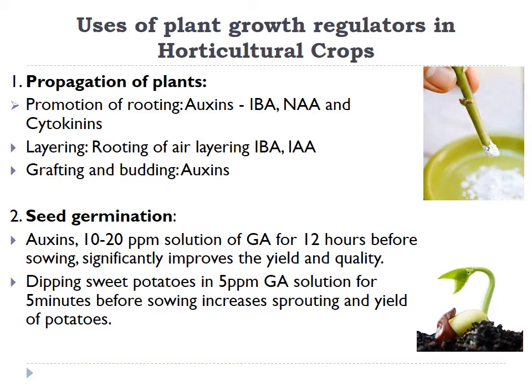Next use is in seed germination. Commonly, auxins or gibberellic acid are used for inducing earlier seed germination. 10 to 20 ppm of auxins or gibberellic acid solution is prepared and the seeds are dipped into it for 12 hours, and this has significantly improved the yield and quality of the plants. Even dipping sweet potatoes in gibberellic acid solution of 5 ppm for 5 minutes improves the sprouting and yield in potatoes.